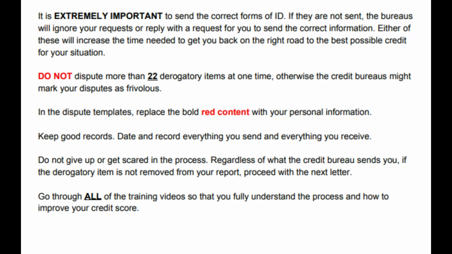But anybody can say anything, and if they say it's fucking frivolous, ask them to tell you how. And ask them to tell you how their shit is not fucking frivolous. So in the dispute templates, replace the bold red content with your personal information.